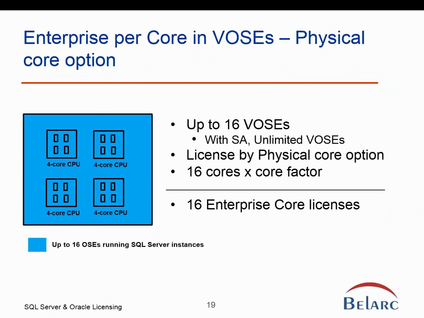You'll notice that if you do the 16, that's just 1 VOSE per core. So this is the one case when you get around the 4 core minimum. You don't have to count 4 cores for each VOSE when you're licensing by physical cores.